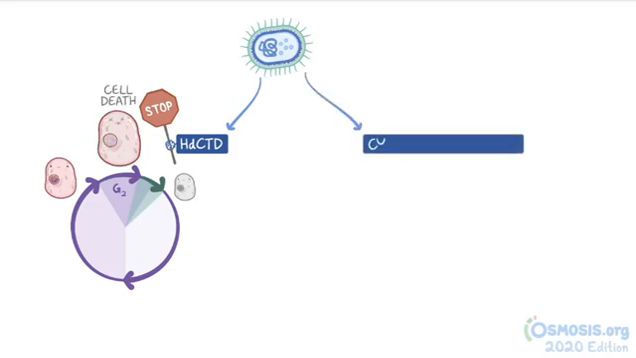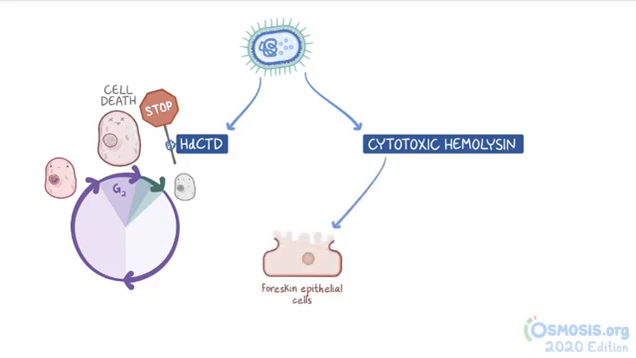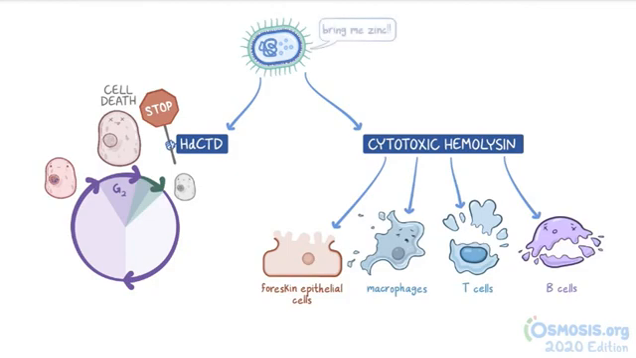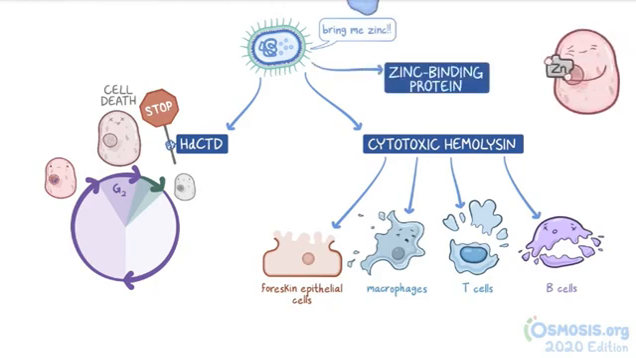The other one is cytotoxic hemolysin, which can lyse foreskin epithelial cells and immune system cells, such as macrophages, T cells, and B cells. So this leads to tissue destruction and avoidance of immune system. Finally, Haemophilus ducreyi needs zinc to thrive and replicate, so it has a zinc-binding protein that snatches zinc from the host cells.